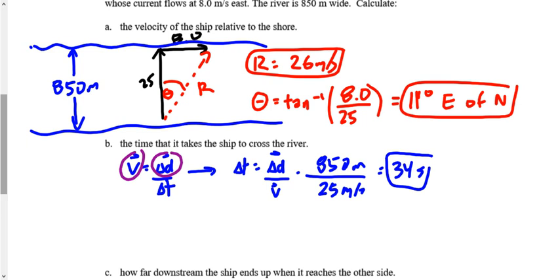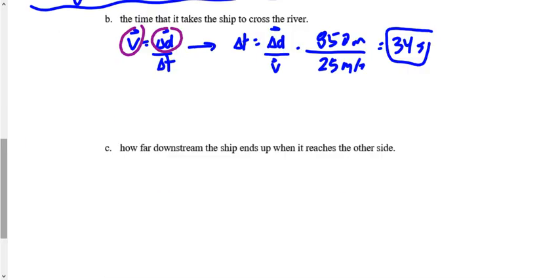Displacement. How far downstream does the ship end up going? So we're looking for displacement, but we're looking for this displacement, right? The displacement downstream. Now, there's a couple ways of doing this, but again, my suggestion is to do it this way. Once again, V equals delta D over delta T.